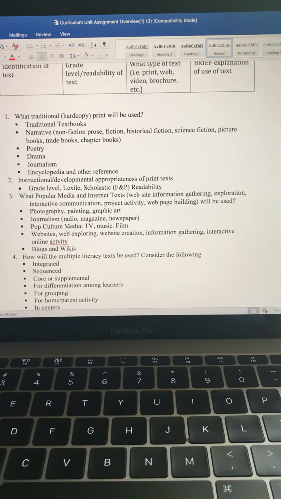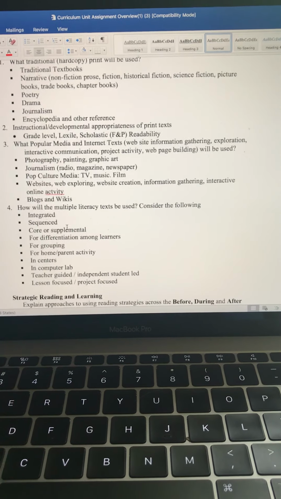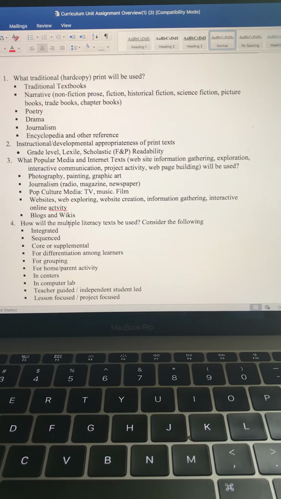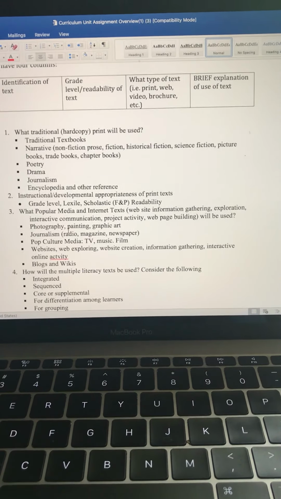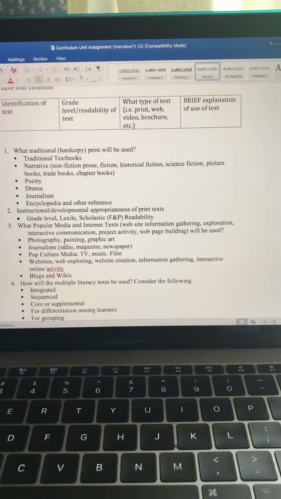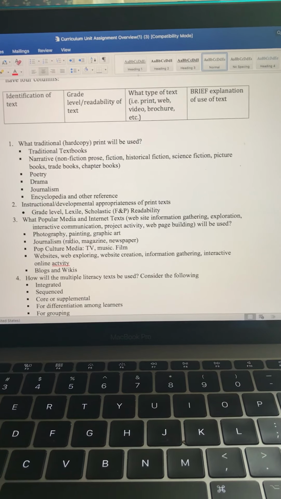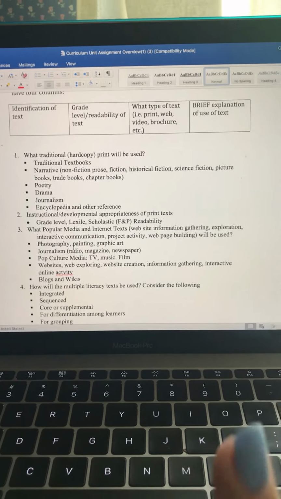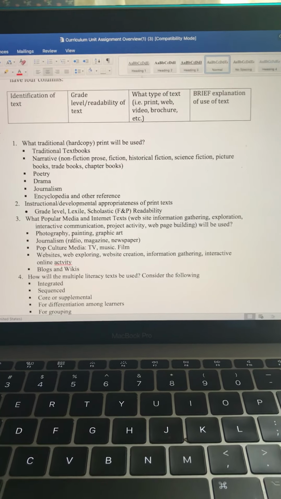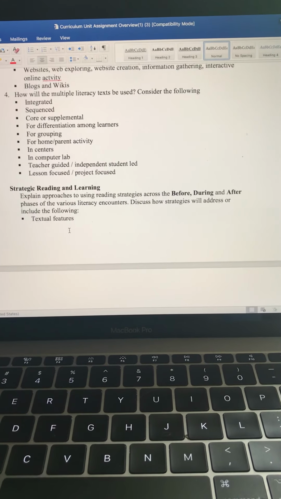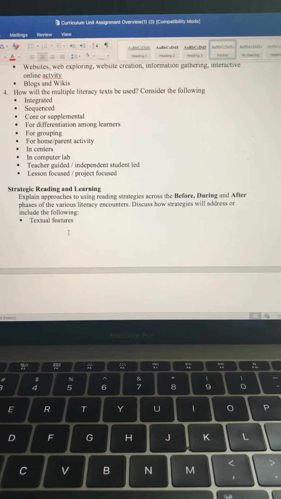So these are things that need to be addressed within your curriculum unit. There is a curriculum unit example, and I'm going to be posting yet another example for you to see what all these formats are and how this is all laid out, so that there are no questions regarding how you are going to set up this paper.